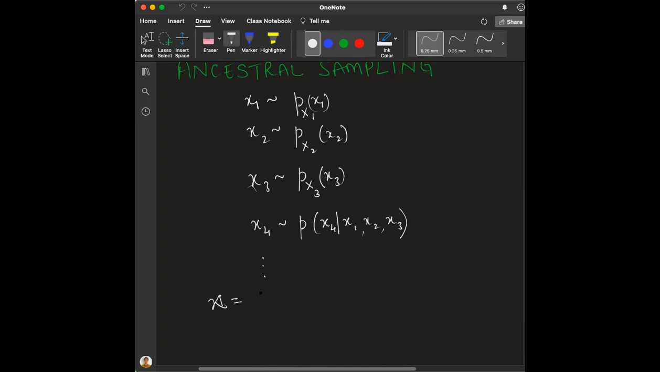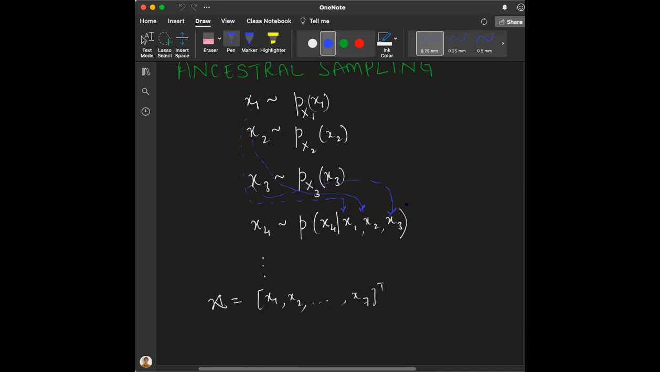Okay, so my x vector is simply x1, x2, and so on, up to x7. So in this way, I got one sample of my vector x. And then I can again do the sampling. Just notice that this value of x1 is being used here, and this value of x2 is used here, and this value of x3 is used here. Right. So this is a conditional generation.